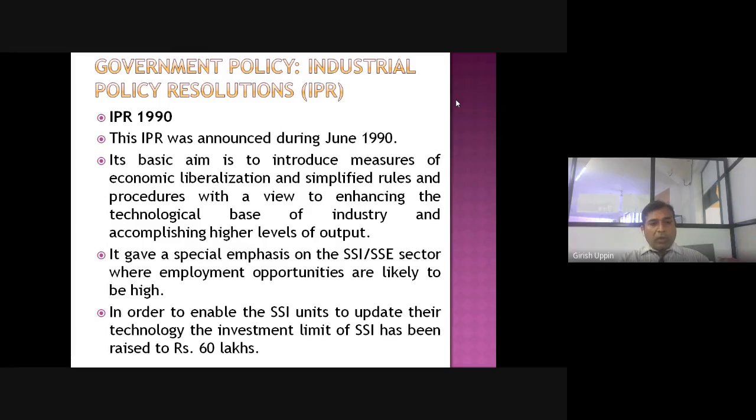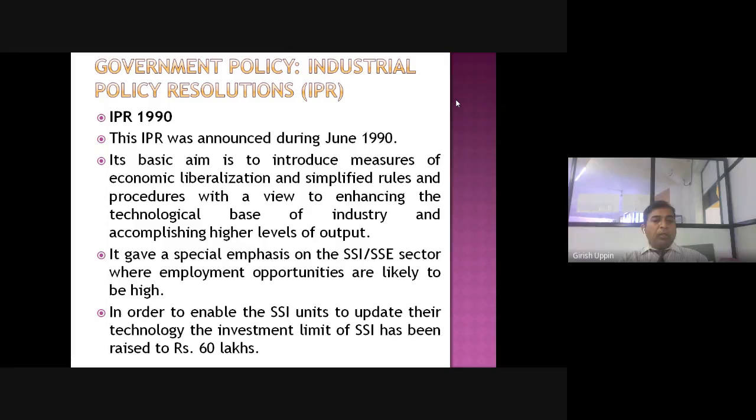One way of the liberalization, I told the example, is the opening of the defense sector. Earlier it was totally under the government. Then slowly they started opening up some of the things of the defense as well as the railways and many other sectors. It gave a special emphasis on the SSI sector where employment opportunities are likely to be high. So if you consider all the IPRs, there is always an emphasis on the small scale industry because that is the one which generates a lot of employment.